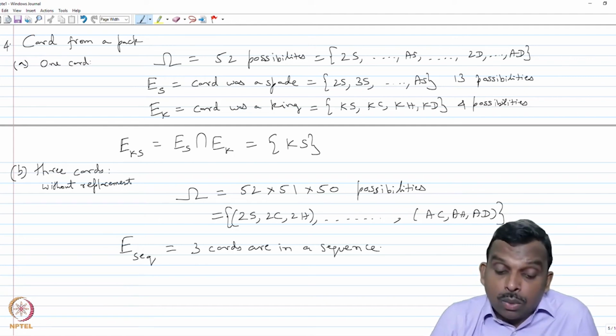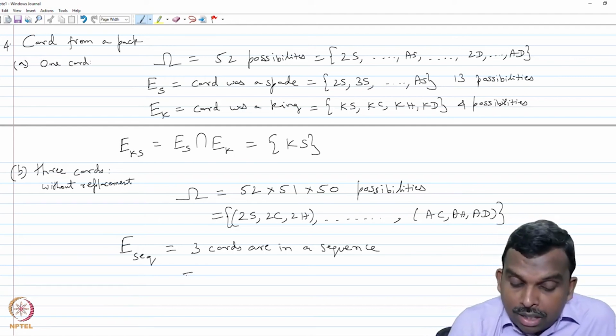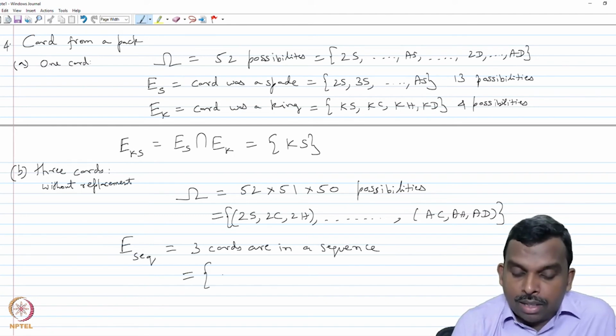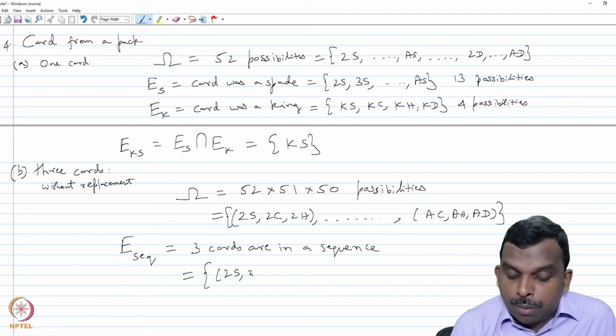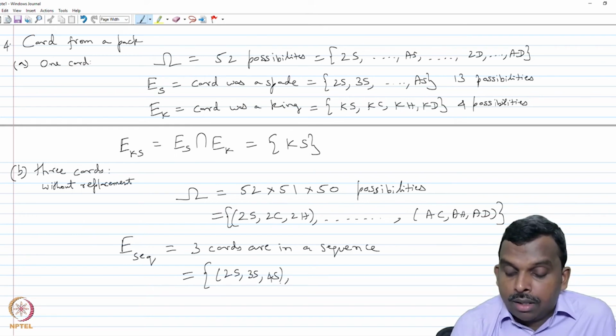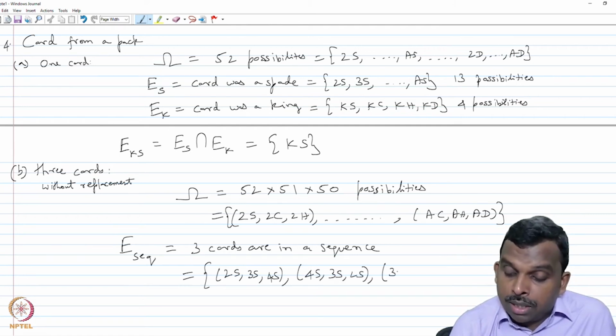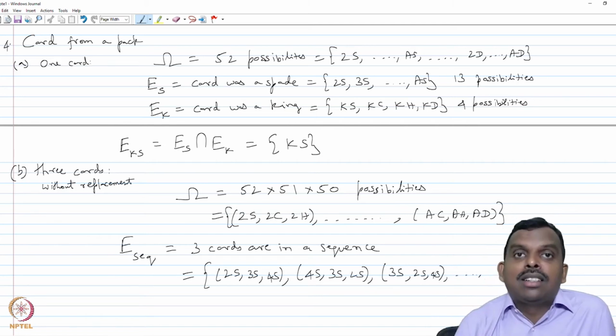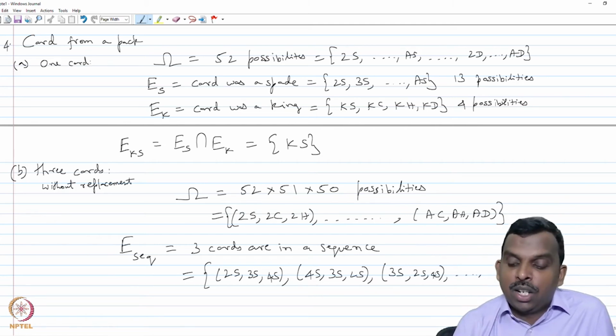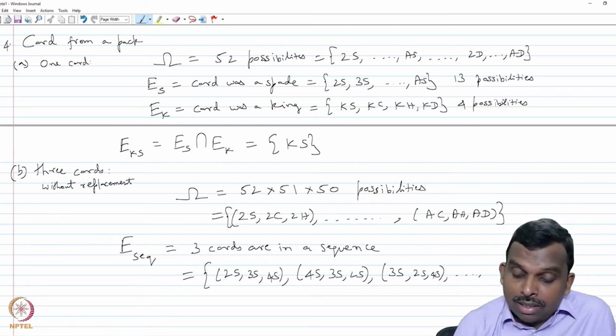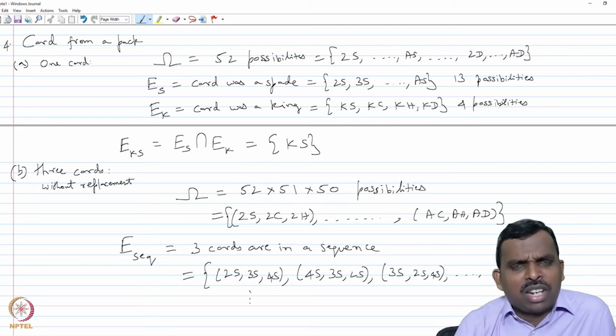3 cards in a sequence means the event here is also pretty big. You can have, let's say, 2 spades, 3 spades, 4 spades in an event, or in fact, the same thing can occur in any order. You could have also got 4 spades, 3 spades, 2 spades, or 3 spades, 2 spades, 4 spades. In fact, you will have 6 different possibilities for every possible sequence, right? It can come in any order. And then how many such sequences are there? It can go on and on and on. It's not very clear how to do it.